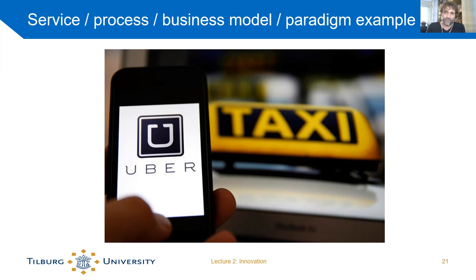And if you think of how Uber has changed the taxi market or how Airbnb has changed the rental market, those are really examples of paradigm shifts in the way that we think of booking a taxi or booking a holiday. Because if you even remember how we used to do that before Airbnb and before Uber, it was completely different.